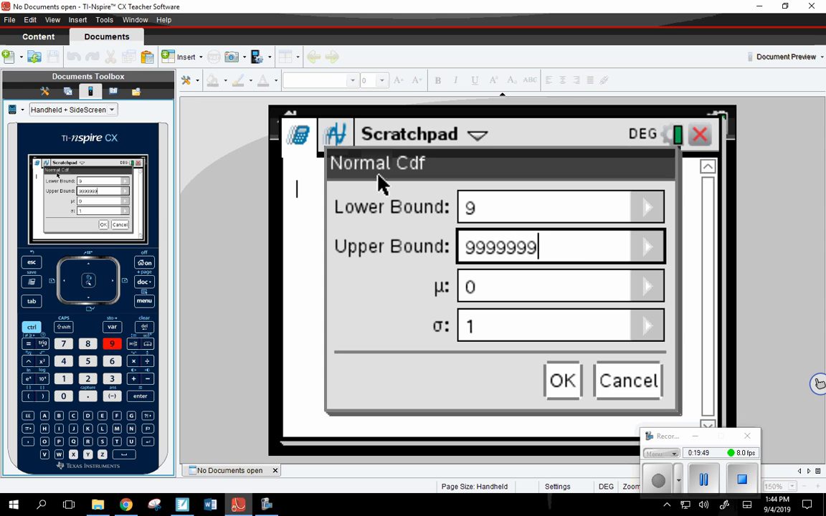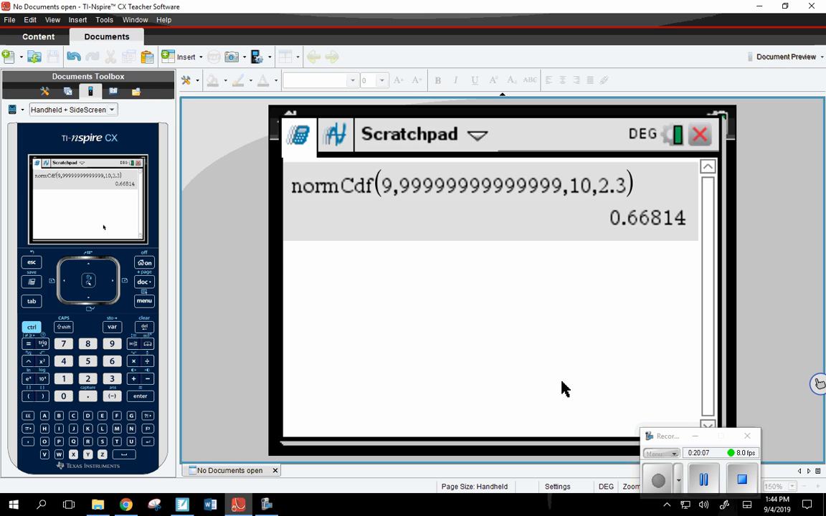9, 9, 9, 9, 9, 9, 9, 9. Okay, then we have 10. Now I just want to do that the whole time. 9999999. Okay. So what should I get when I push enter here? Okay. I'm getting about 66.8%. That's exactly right. That's it.